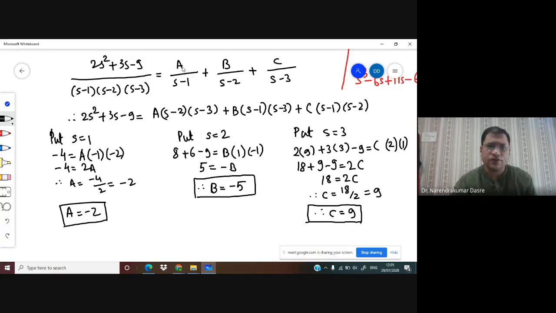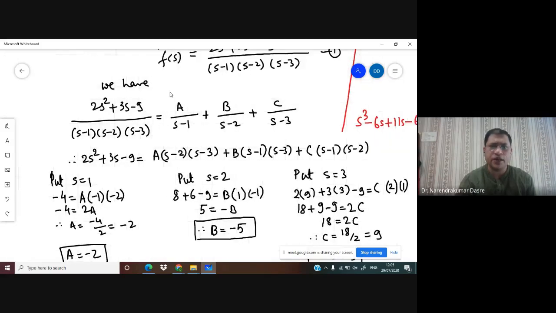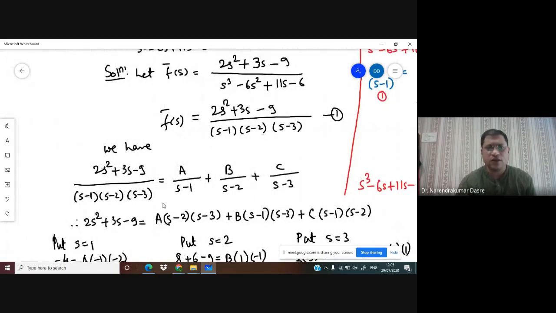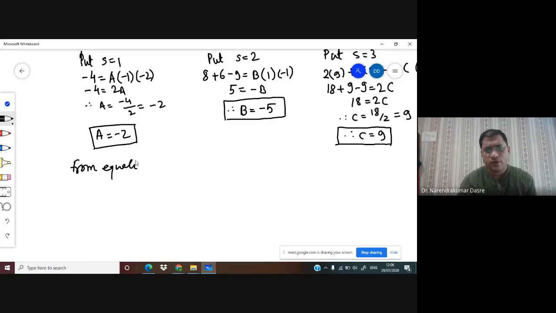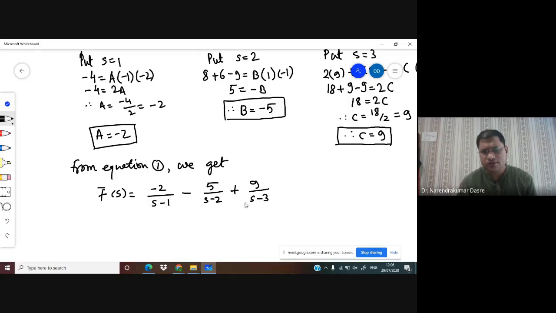So this way we got the value of a, we got the value of b, and we got the value of c. And so we can use these values of a, b, and c, and from equation 1 we are able to write f bar of s. So here we write from equation 1 we get: f bar of s is equal to minus 2 upon s minus 1 minus 5 upon s minus 2 and plus 9 upon s minus 3.